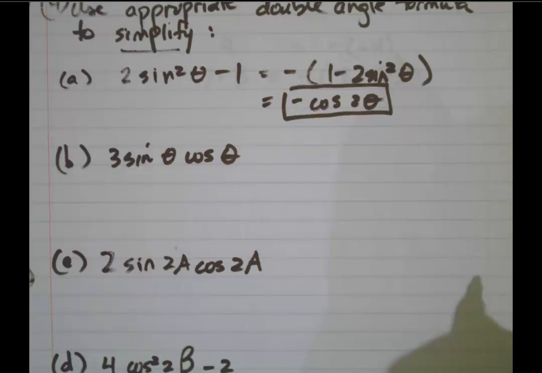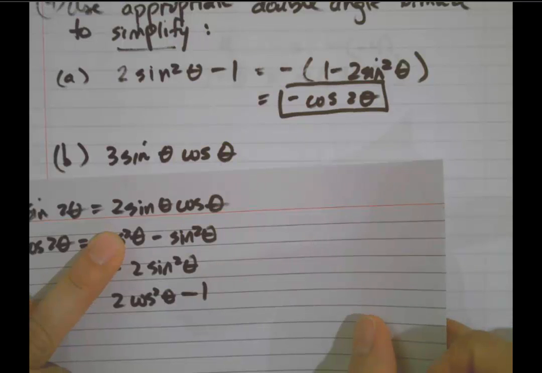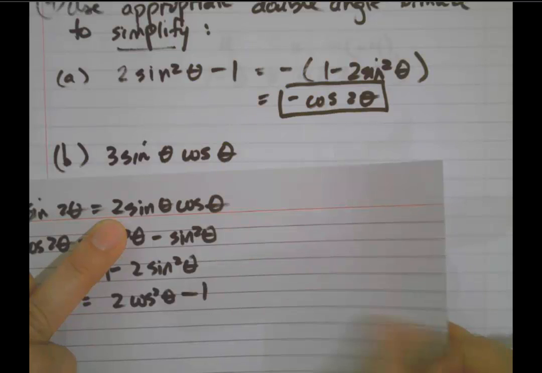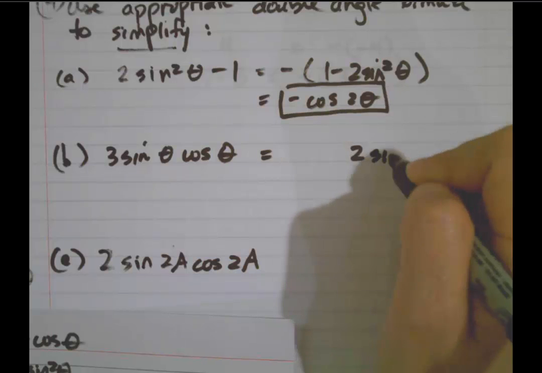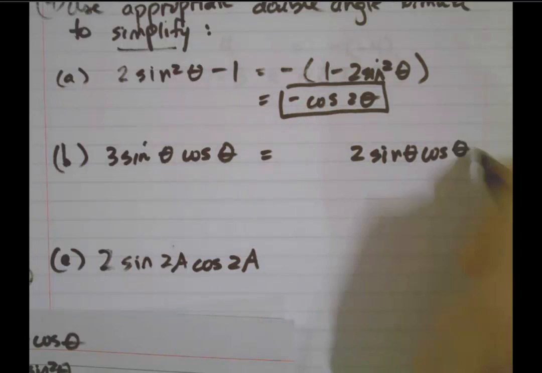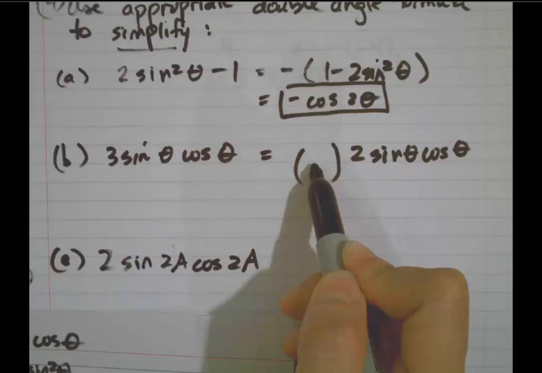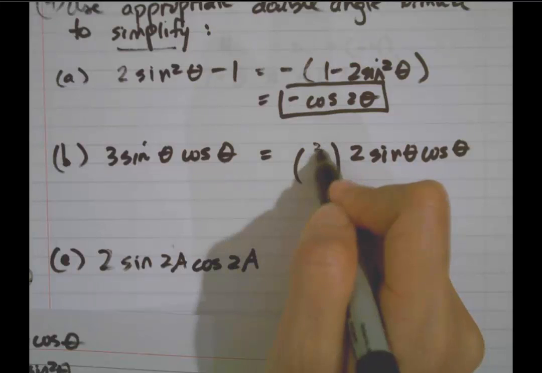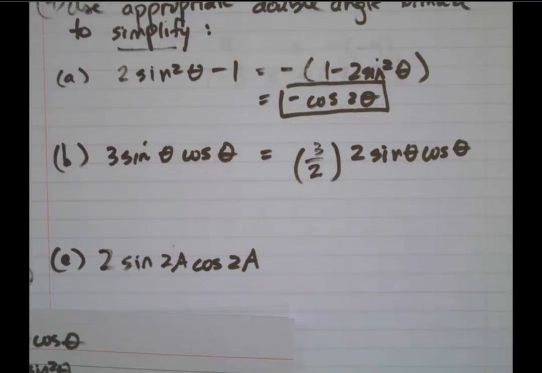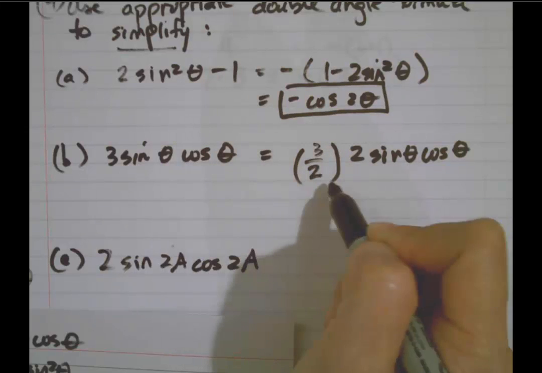Okay, letter B, we've got 3 sine theta cosine theta. That looks very similar to 2 sine theta cosine theta, but I have to change the 3 to a 2. So how do I go about doing that? Well, let's go ahead and put a 2 sine theta cosine theta, but then we have to multiply by another number to get 3. So I can multiply it by 3/2, because if I multiply it by 3/2, the 2's cancel and you get a 3 left over. So these two things are equivalent.